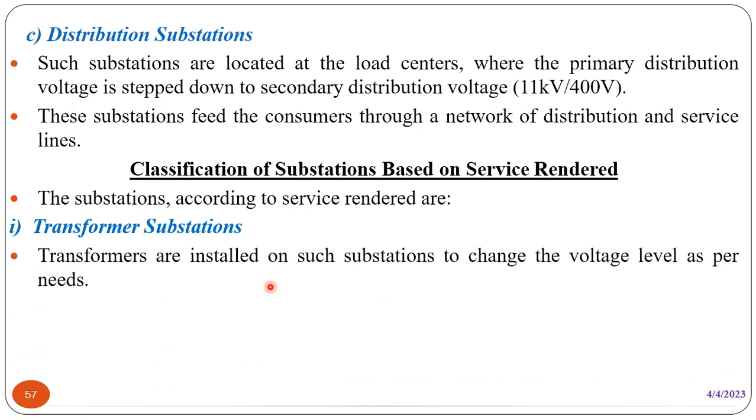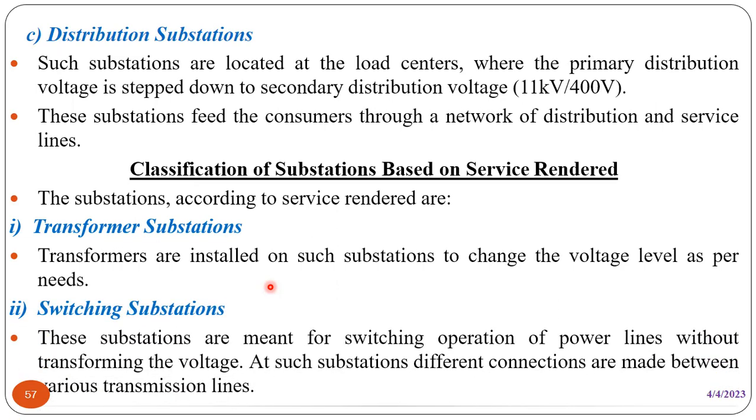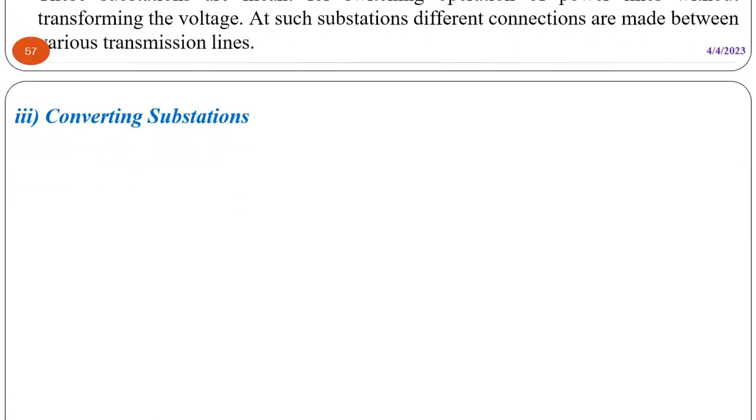Transformers are installed in the substation to change the voltage level as per need, step up or step down. The next is the switching substation, used only for switching. These substations are meant for switching operation of power lines without transformers changing the voltage. At such substations, different connections are made between various transmission lines.